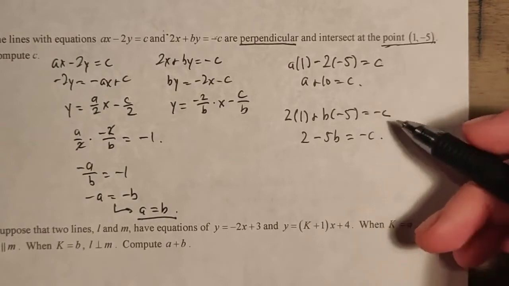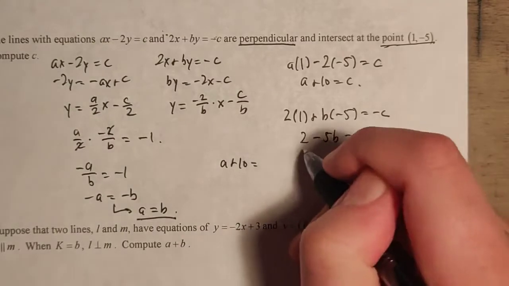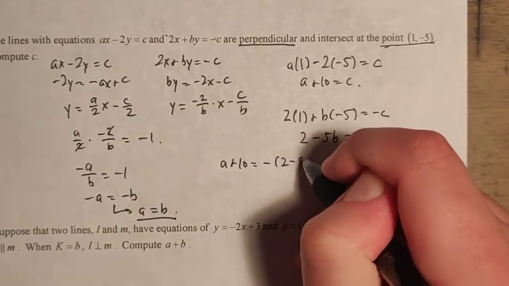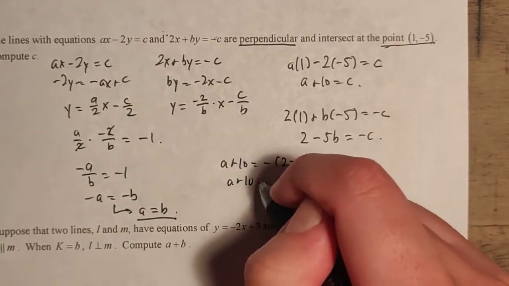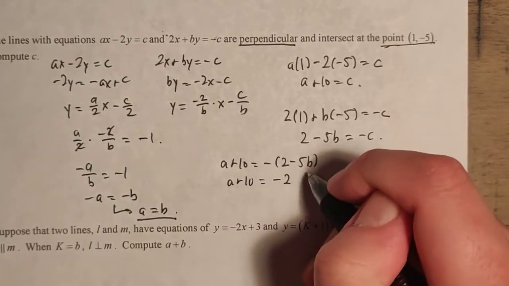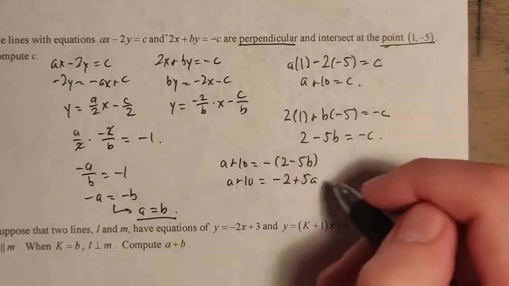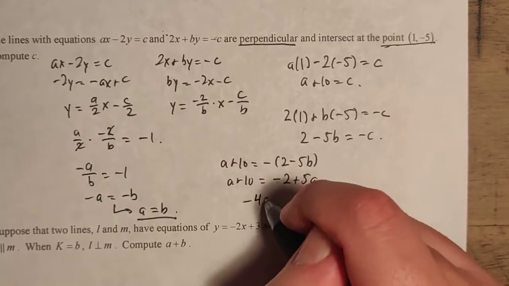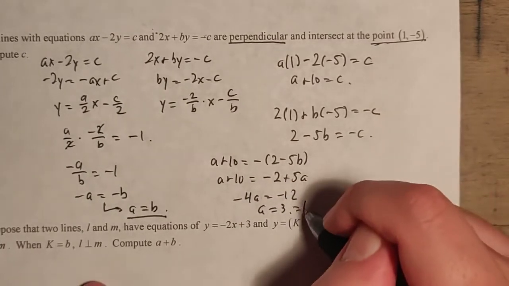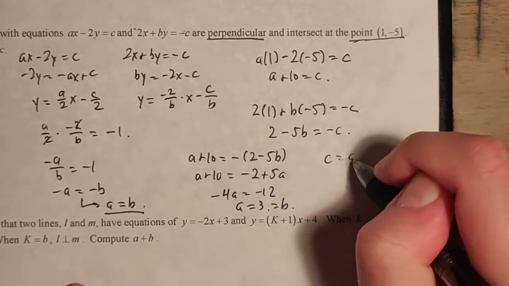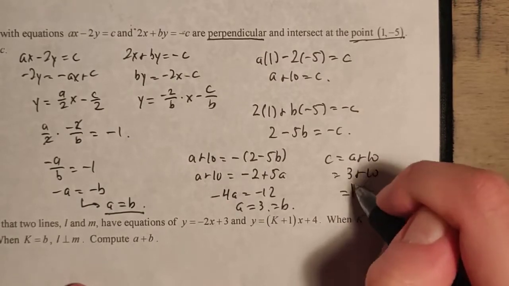Since one's the negative of the other, I can just set these equal to each other. We have a plus 10 equals the negative of this, negative parentheses 2 minus 5b. Now also note that a equals b, so I can swap that in here as well. That's negative 2 minus a minus 5b is a positive 5b, but b is equal to a, so I can write this as a positive 5a here. So you can go ahead and set this up, do your algebra here. You get negative 4a equals negative 12, so a is equal to 3 here. And that's also b. And now c is just a plus 10, so that is 3 plus 10, or 13.